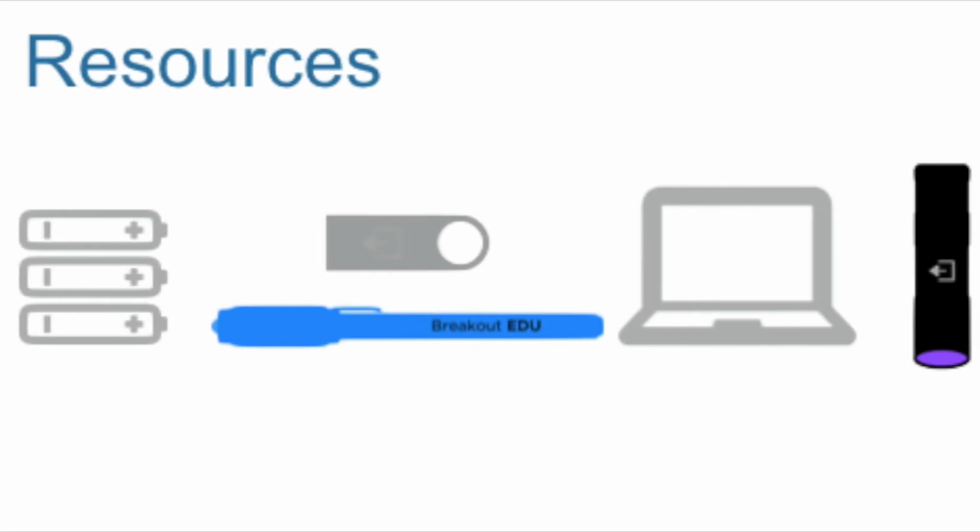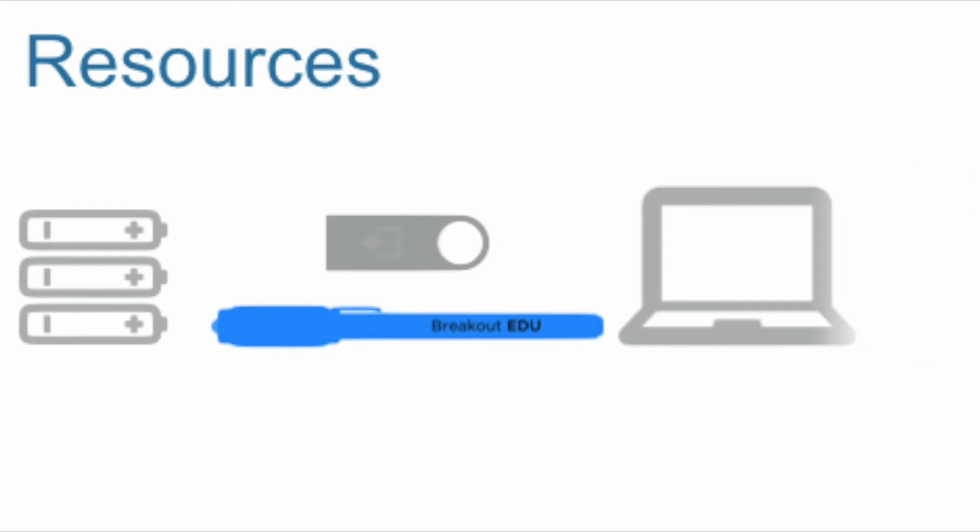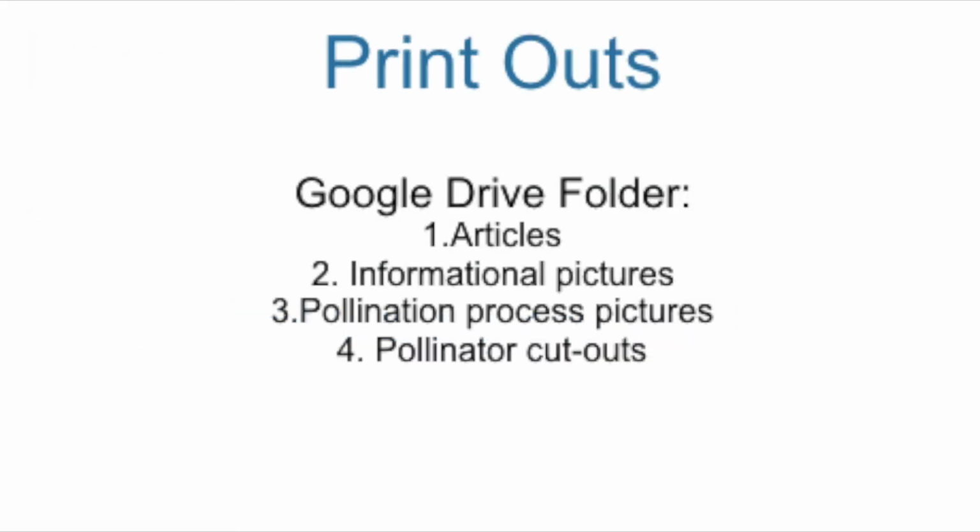Besides the locks, other resources you will need are the 2 lock boxes included in the BREAKOUT EDU kit, batteries, a USB drive, a UV pen, a laptop, and the UV flashlight. From the linked Google Drive folder, you will need to print out the documents labeled articles, informational pictures, pollination process pictures, and pollinator cutouts.